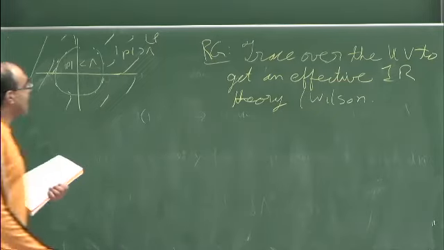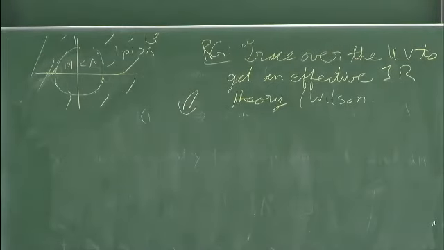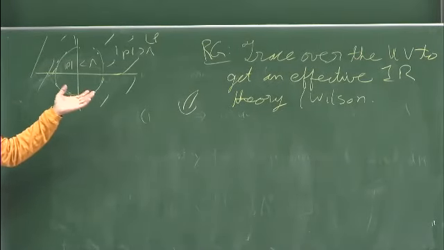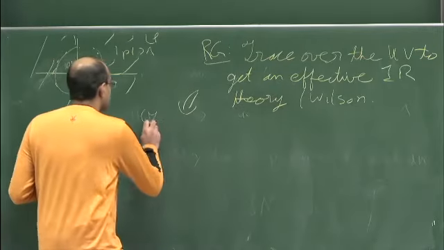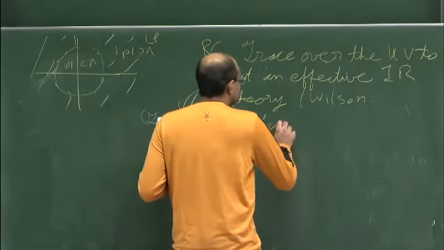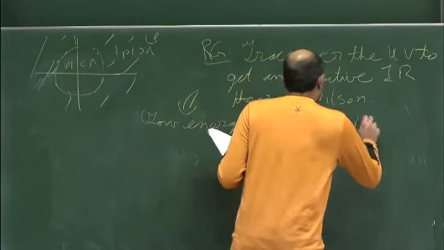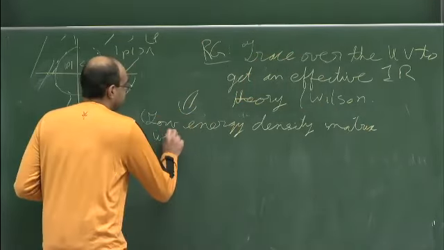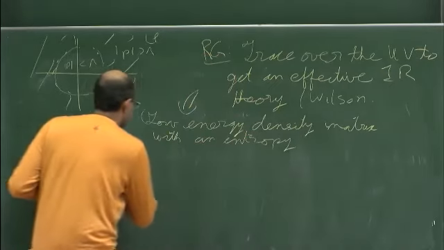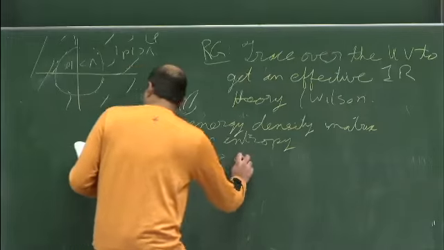And so you might very well ask yourself the question, why is it when I do renormalization in the sense of Wilson, namely literally trace out the UV degrees of freedom, why don't I wind up with a low energy density matrix with an entropy? And certainly this should happen if the UV and the IR are entangled.